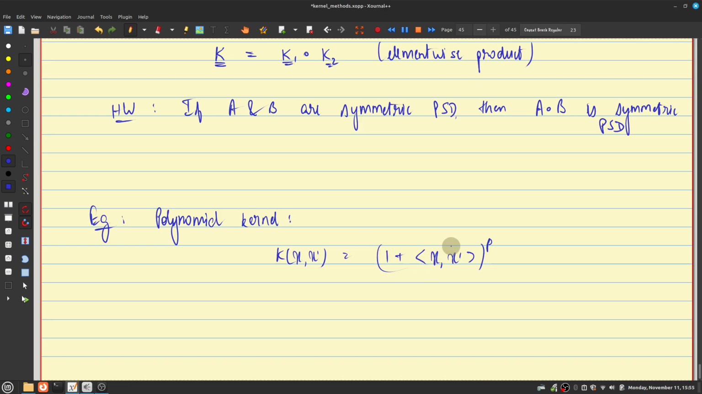So first, x dot x prime is a PDS kernel. What about 1 plus x dot x prime? Which property are you going to use? K1 plus K2. 1 is a PDS kernel because it's a trivial kernel, and x dot x prime is a PDS kernel. So the sum is also a PDS kernel. And this whole raised to the power p is just multiplying p kernels, so combining p PDS kernels.